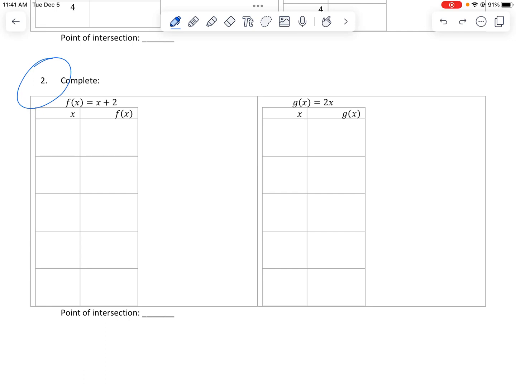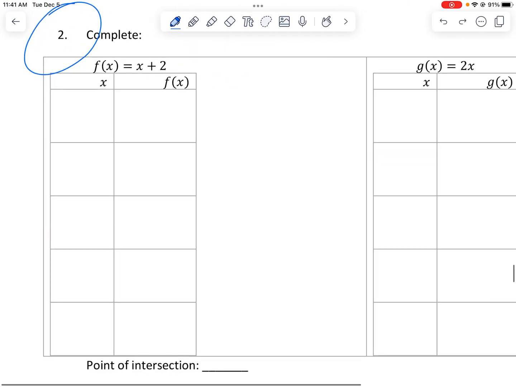I'm going to use this one because the tables are blank. So there's nothing in the x's column. That means you can pick whatever x's you want. I like starting at 0 and counting up from there. Sometimes the points you pick aren't going to be where the intersections are, so you may have to pick additional points. We'll see if this one works.